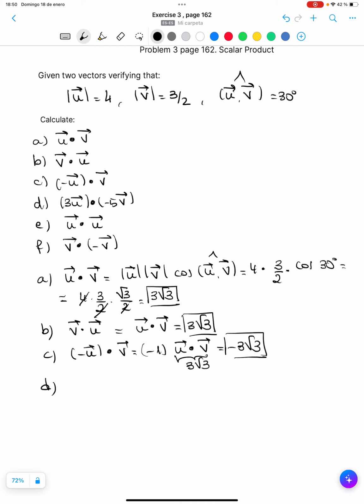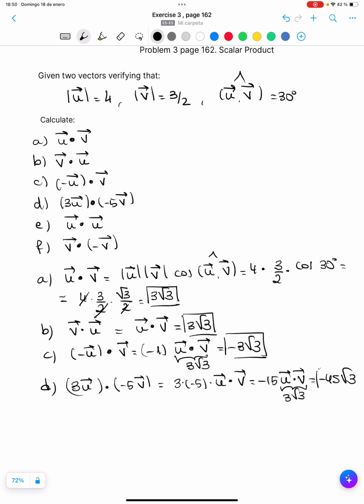We do something similar in D. We have a product of the scalar 3 by the vector u, and the same with the scalar minus 5 and the vector v. Applying the associative law, we have the product of the numbers 3 times minus 5 times the scalar product of u and v. So at the end, we have minus 15 times the scalar product of u and v. Because this value is 3 the square root of 3, the final result is minus 45 the square root of 3.